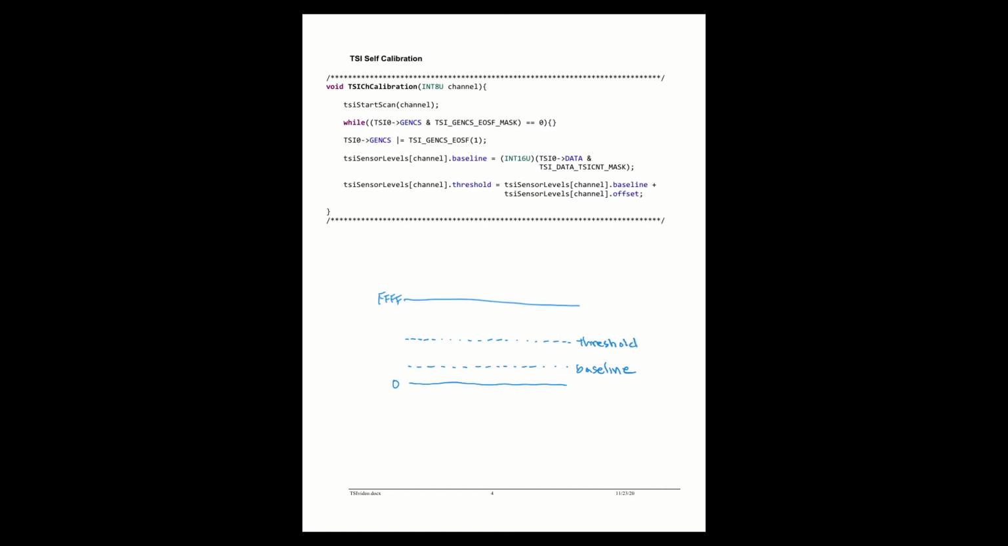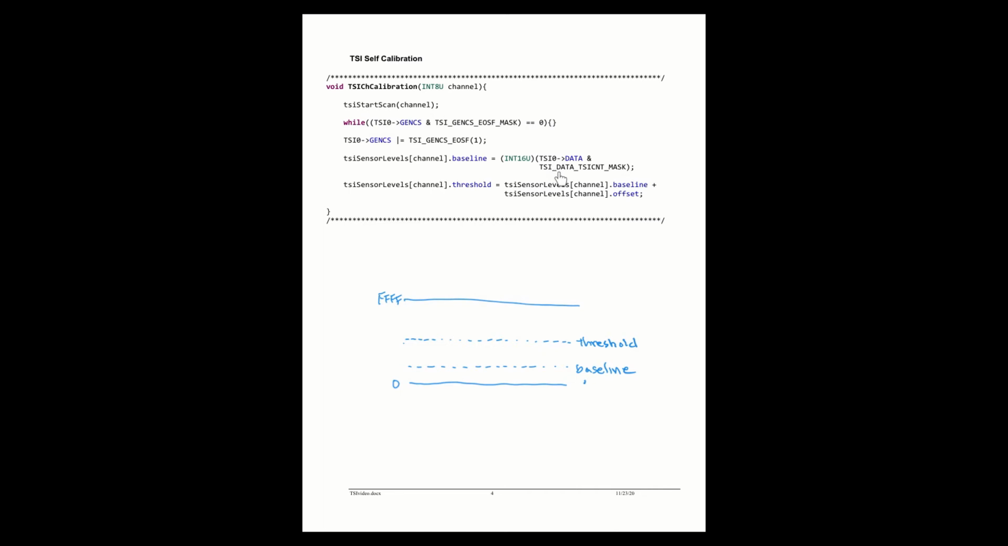Okay. And so if the count is below this threshold, then the system will say it's not touched. If it's above the threshold, it is touched. So now how do we get the threshold? We use this baseline, which we just found here, right? We found the baseline right here, which is in the calibration, and it's the data from the calibration.